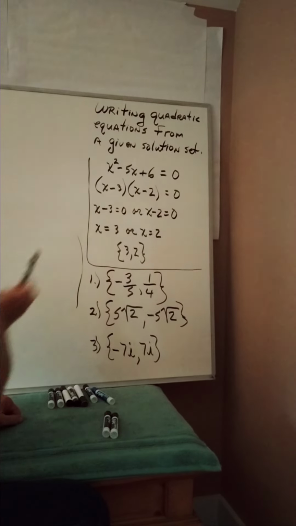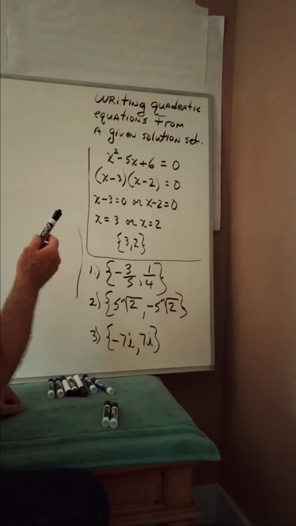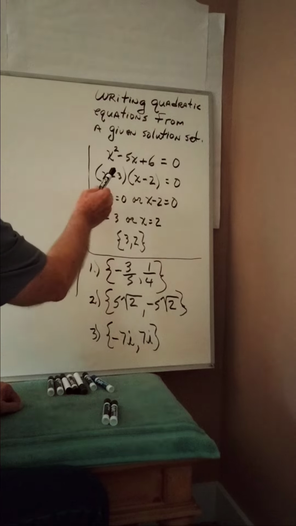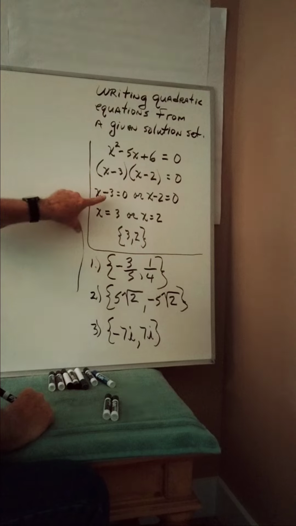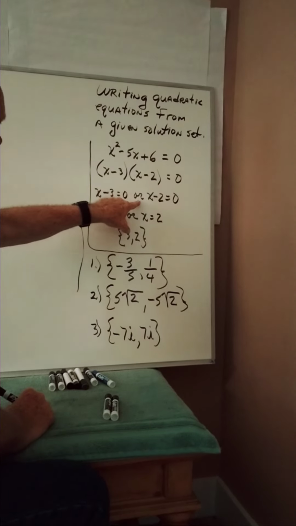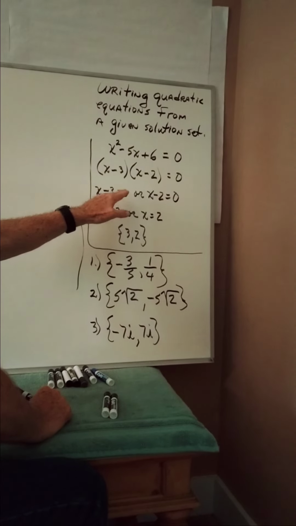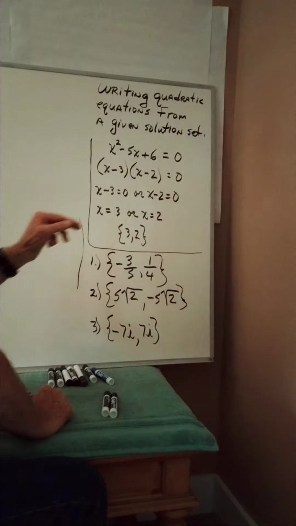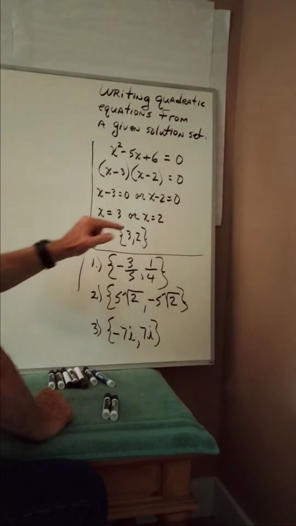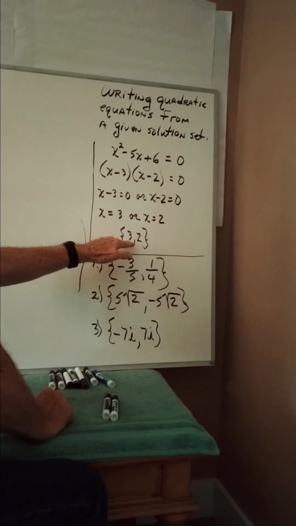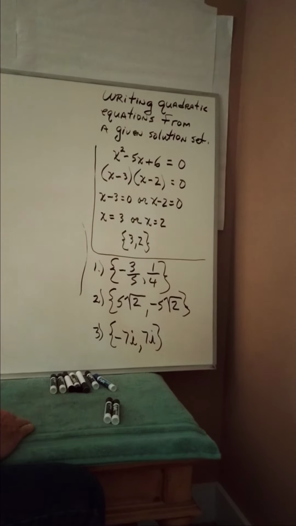Once we've identified our two binomial factors, we begin to use the zero product property. And we set each one of these binomial factors equal to 0. X minus 3 is equal to 0, or x minus 2 is equal to 0. And then we move the 3 over to the other side and change its sign. We move the 2 over to the other side and change its sign. And we get x is equal to 3, or x is equal to 2. And we put the solutions in the braces, and we have our roster notation solution.